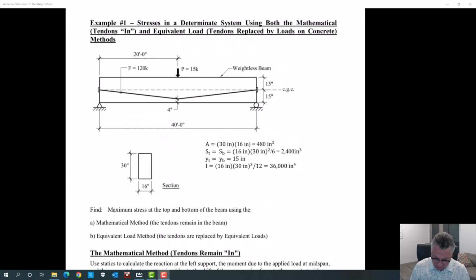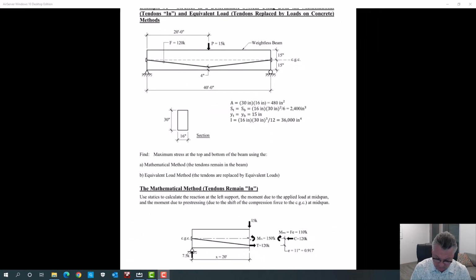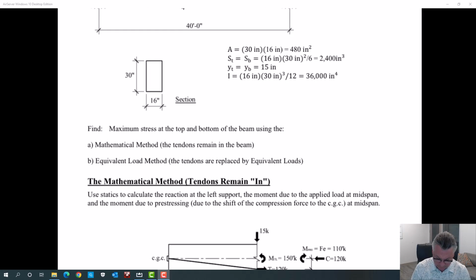So without walking you through everything about the area, section modulus to the top, section modulus to the bottom, it's a rectangular section, so section modulus to the top and to the bottom are the same. Y top equals Y bottom. That's the center of gravity. Distance to the center of gravity of the concrete. So you did that in homework number 1.